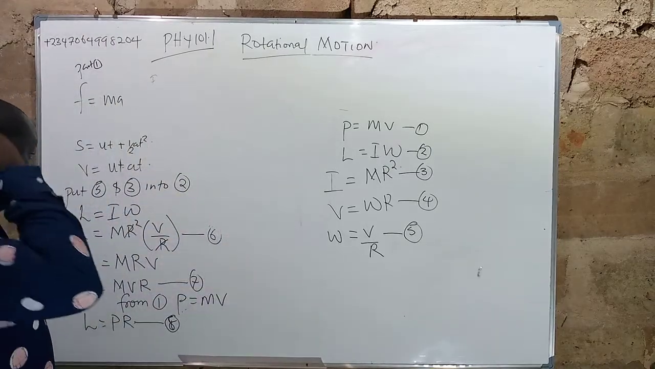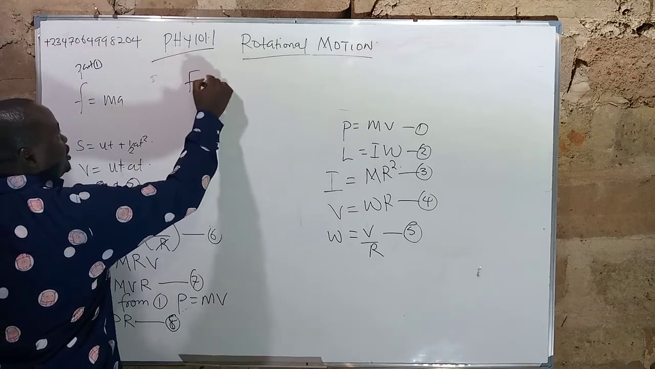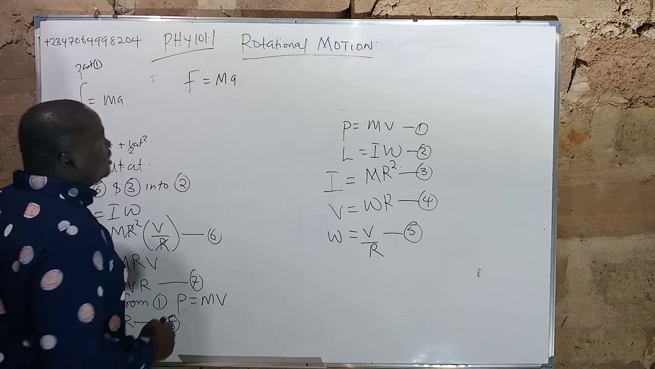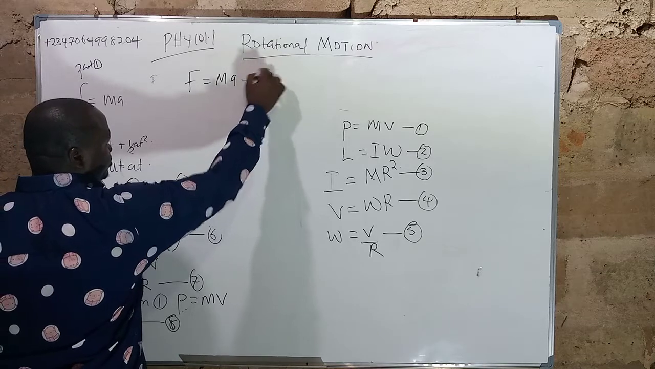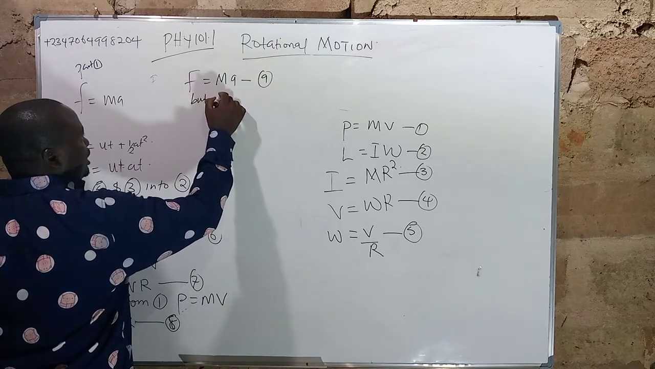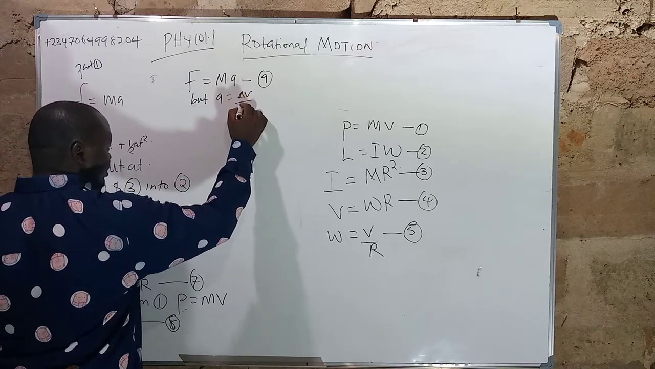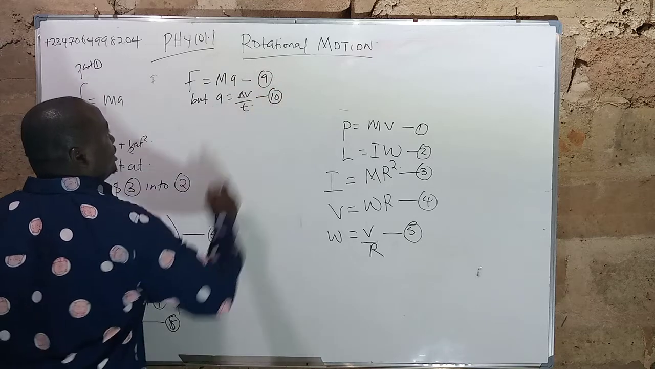From Newton's second law of motion, we know that force is mass times acceleration, right? Let me call this equation 9. But acceleration is change in velocity all over time, and let me call this equation 10.